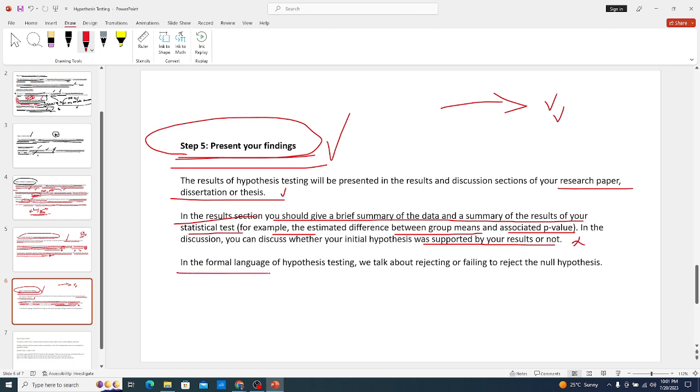Okay, so in the formal language of hypothesis testing, we talk about rejecting or failing to reject the null hypothesis. So you either reject or fail to reject the null hypothesis. But you can't say we are accepting the alternative hypothesis. When trying to infer, always use the term rejecting or failing to reject, rejecting or not rejecting.